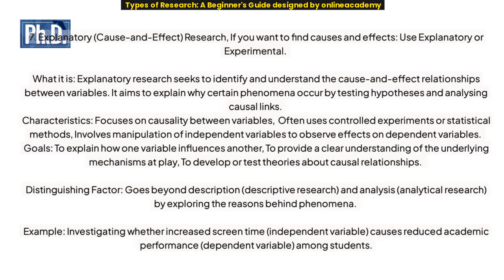Number 7. Explanatory, cause and effect, research. If you want to find causes and effects, use explanatory or experimental research. What is it? Explanatory research seeks to identify and understand the cause and effect relationships between variables. It aims to explain why certain phenomena occur by testing hypotheses and analyzing causal links. Characteristics. Focuses on causality between variables, often uses controlled experiments or statistical methods, involves manipulation of independent variables to observe effects on dependent variables. Goals.